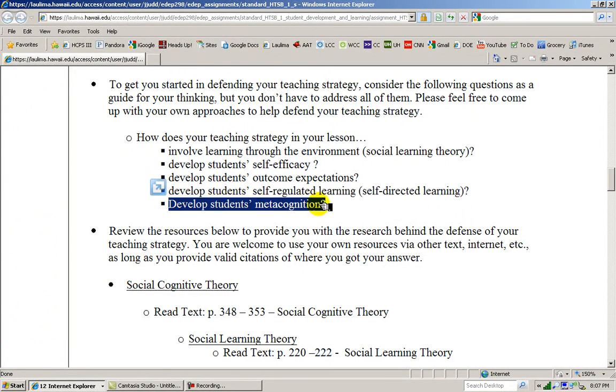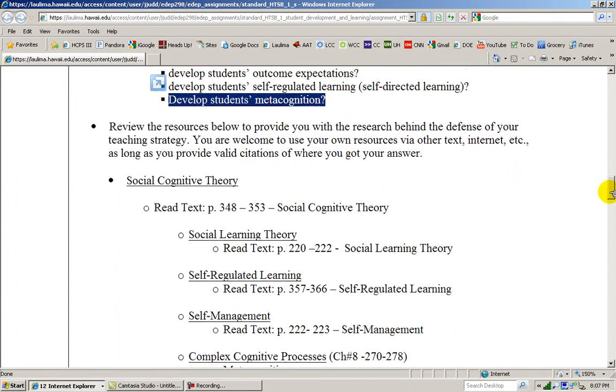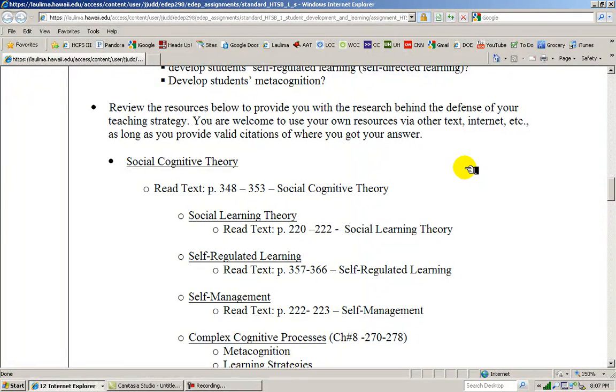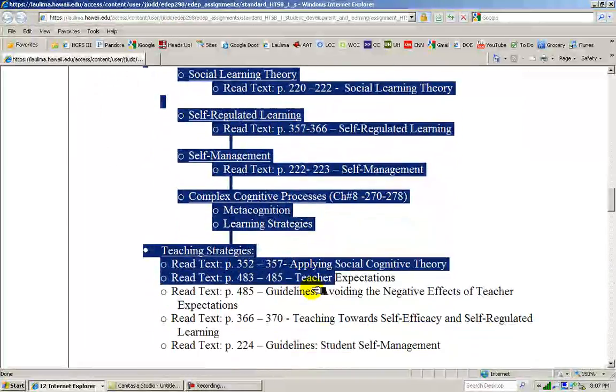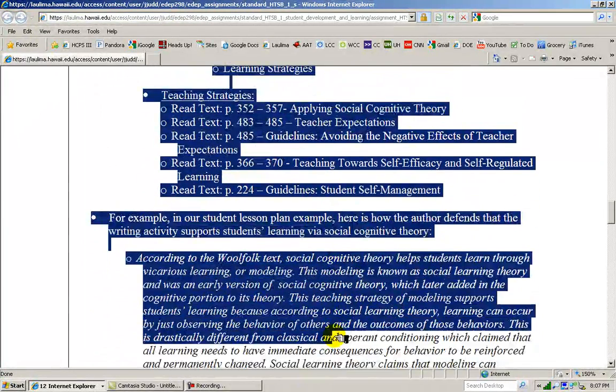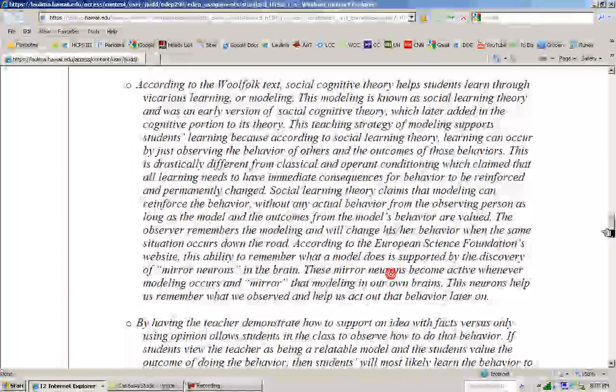And how does it develop students' metacognition, which is the thinking about their own thinking? So people are aware that they need to change the behavior. That's metacognition. So review the different text resources and teaching strategies and defend your theory.